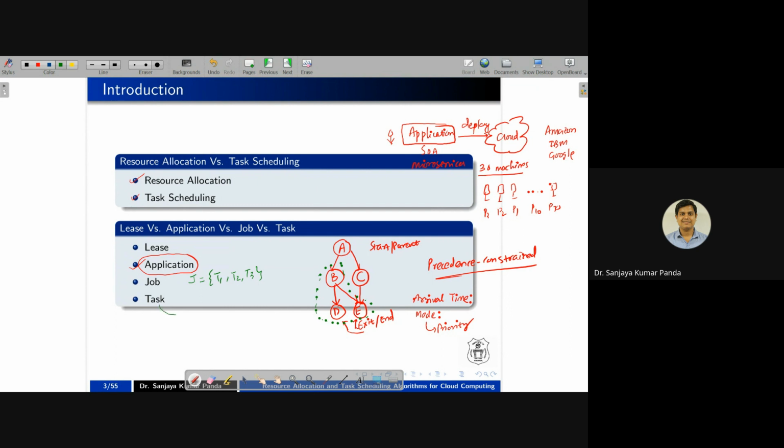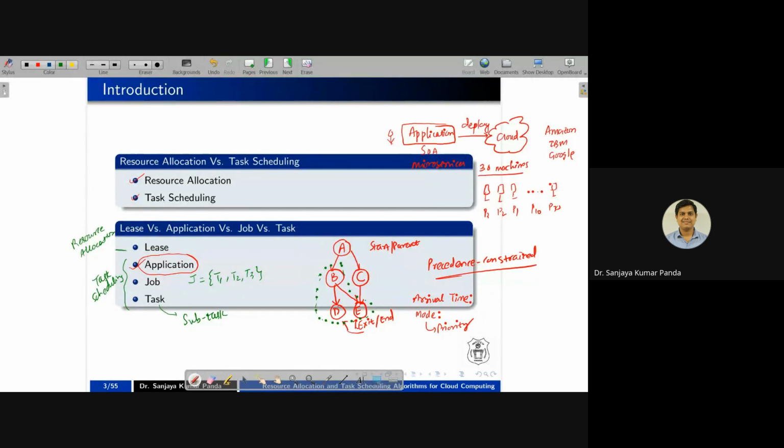Similarly, a task can further be divided into subtasks. If you want to go to a minute level, a deeper level, you can find a subtask. On the other hand, these terms, application, job, and task, are more or less used in the task scheduling context. They are not used in the context of resource allocation. However, the concept of lease is taken in resource allocation.